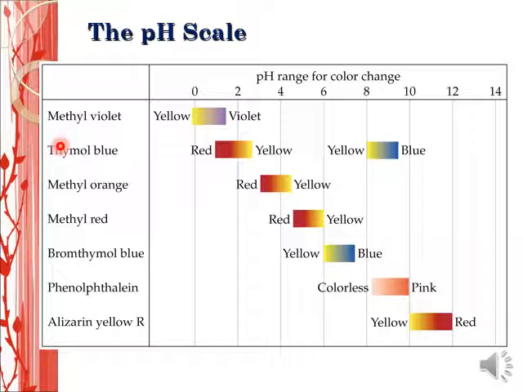And if you see here, thymol blue has two ranges. In the acidic region, it will change from red to yellow. In the basic region, it will change from yellow to blue. Selection of indicator is very important for titration purposes or any analytical techniques.